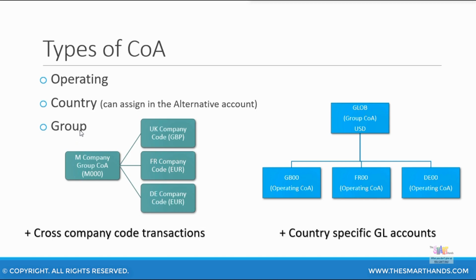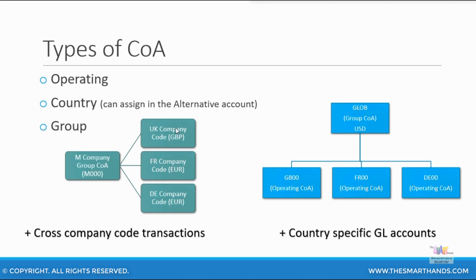This is useful if you're a multinational company and let's say, for example, your head office is in the US, but you have different countries where your operations are enabled. And in each of those countries, you have your own operating chart of accounts because they have their own company codes and those company codes deal in different currencies other than USD. For example, in the UK, they deal in Great British pounds. In France, it's in euro, and in Germany also it's in euro. So those countries deal with their own currencies and they will have their own operating chart of accounts.